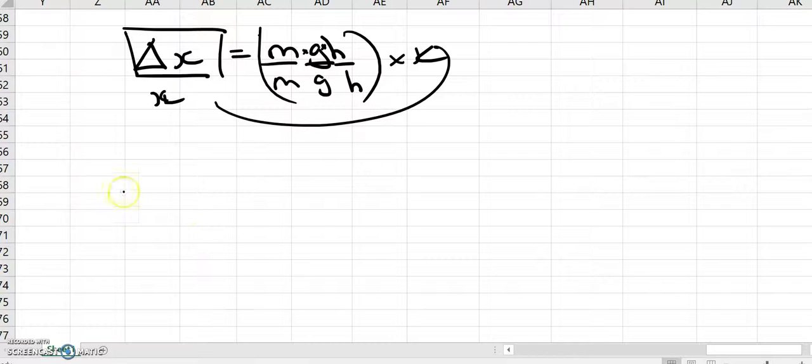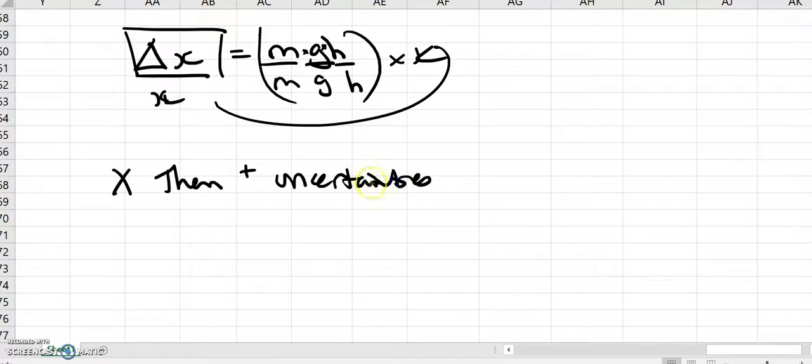Also remember, if you are multiplying values together, then add the uncertainties. If you are subtracting, then add the uncertainties. If you're dividing, then, you guessed it, add the uncertainties. Always add the uncertainties.